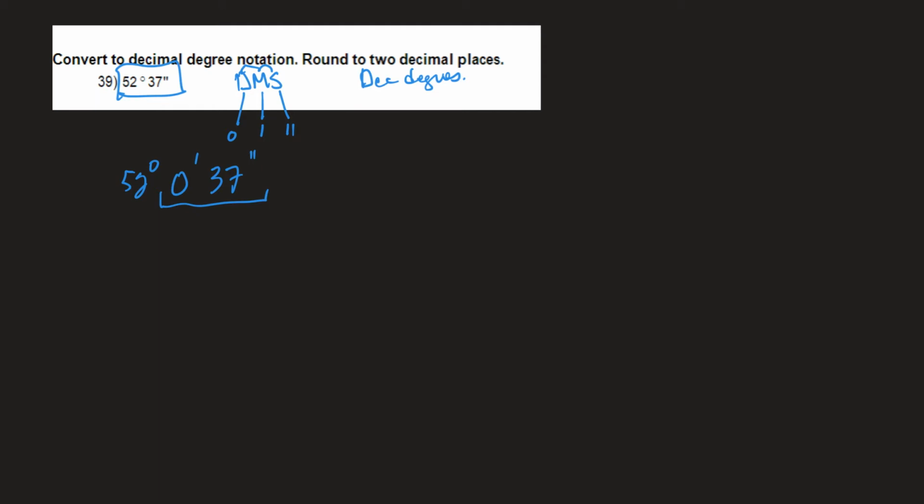But I can figure out what that is exactly because the relationship between each of these is 60. So if I take the seconds and divide it by 60, that'll give me how many minutes I have. Let me do that on my calculator. 37 divided by 60. So I'll have 52 degrees, and then 0.61, and it's 6 repeating minutes. So what I did is I took the seconds, divided by 60, and that gives me minutes, and then I just add that onto the 0.